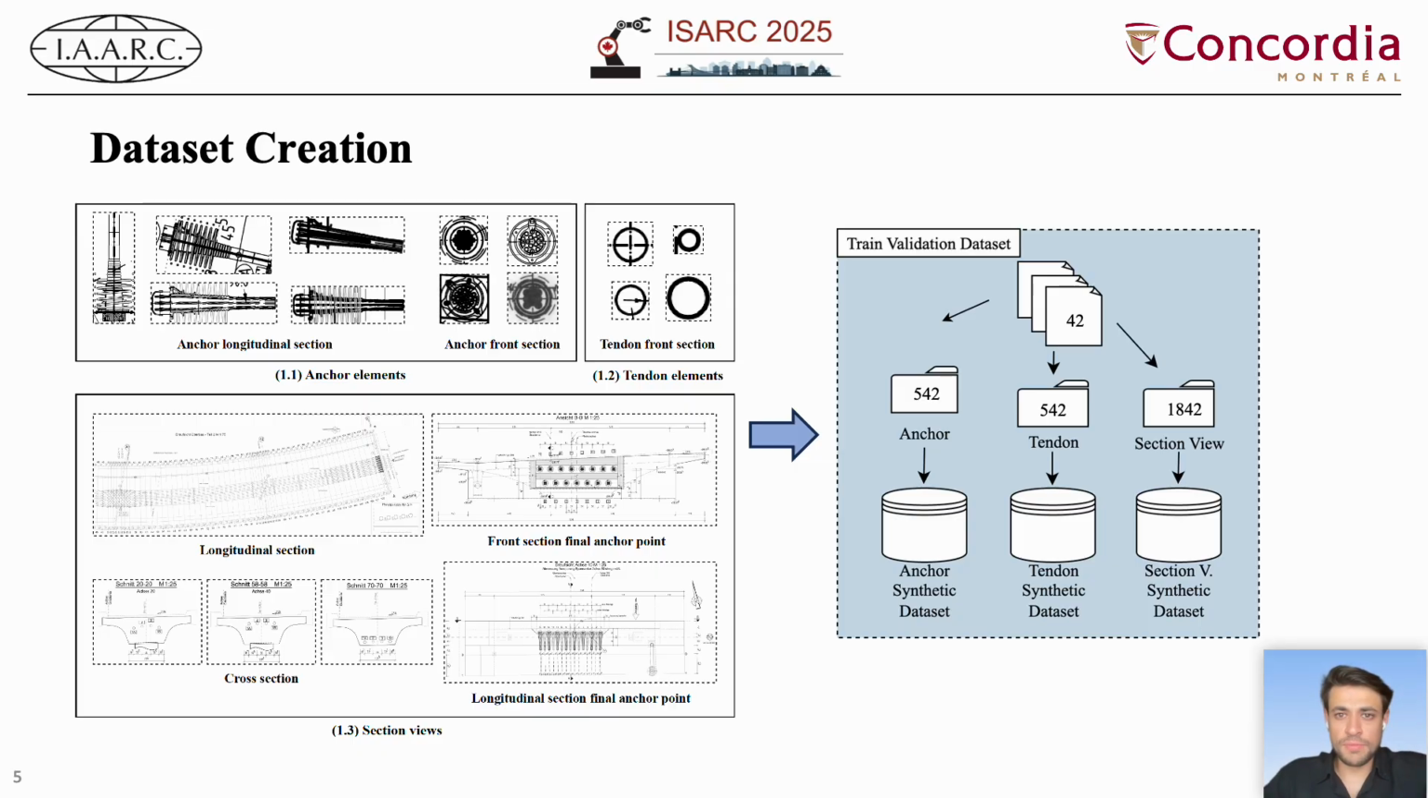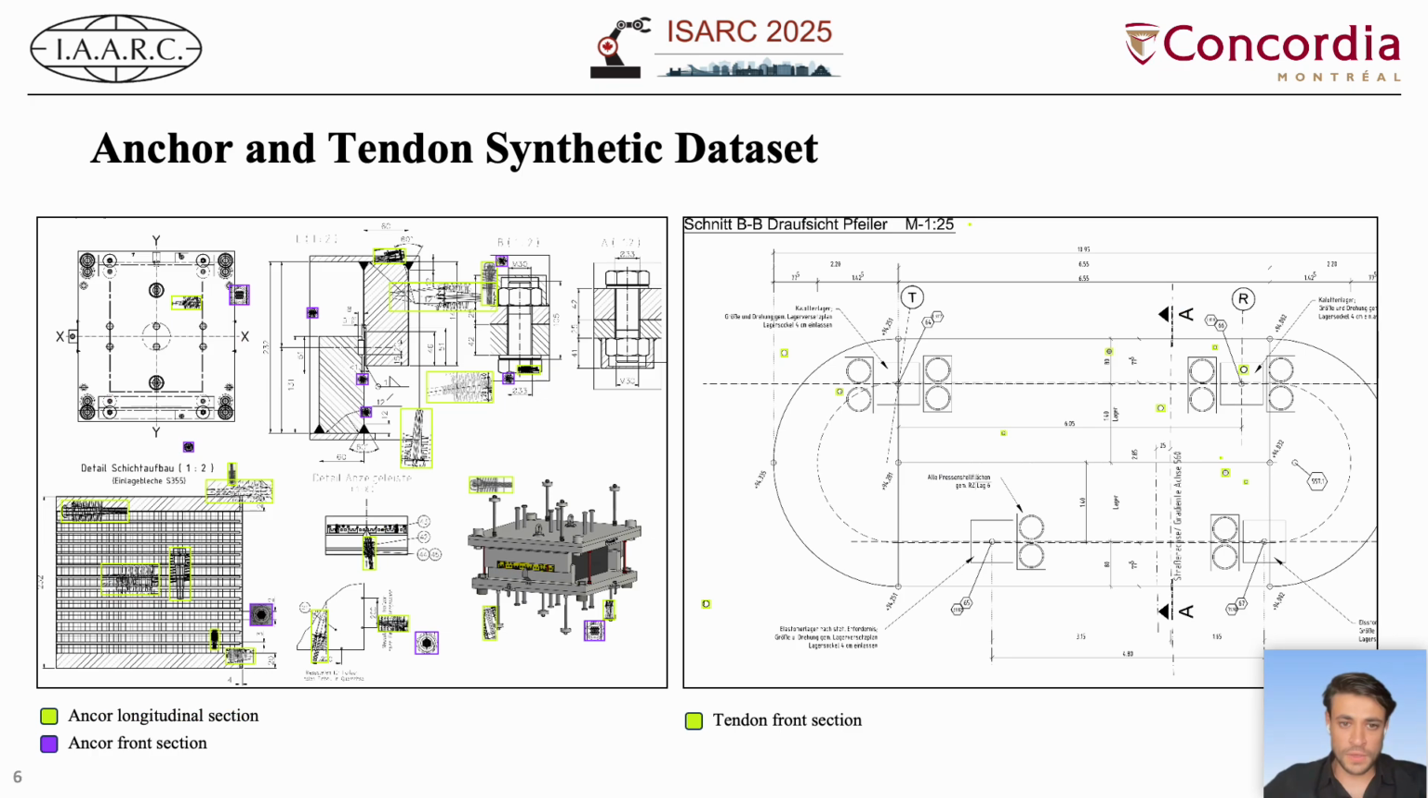On the left side, you can see an example of annotated and cropped symbols for each class: anchors, tendons, and section views. Since the amount of real data was limited, we had to use augmentation with synthetic images. For this, we overlaid the cropped symbols onto background plans, applying random positions and rotations to create more variability. This process generated around 542 synthetic images for anchors, 542 for tendons, and 1,842 for section views, all fully annotated in YOLO format.